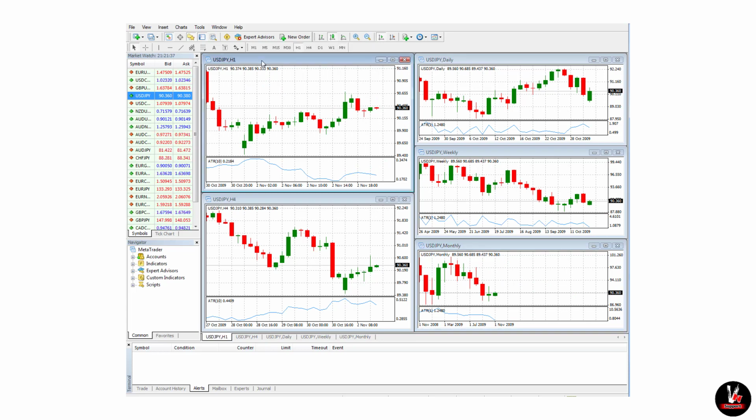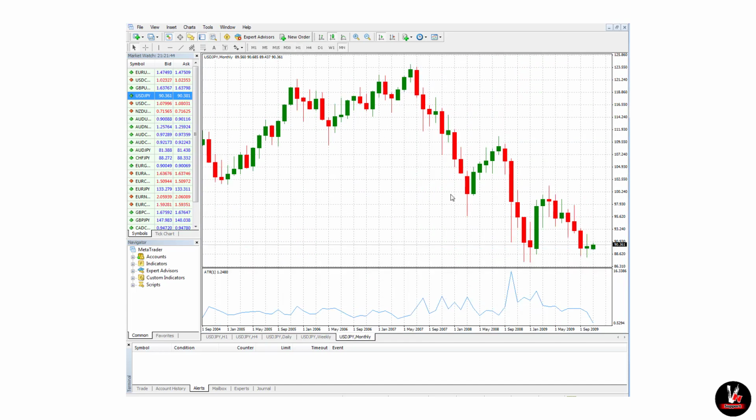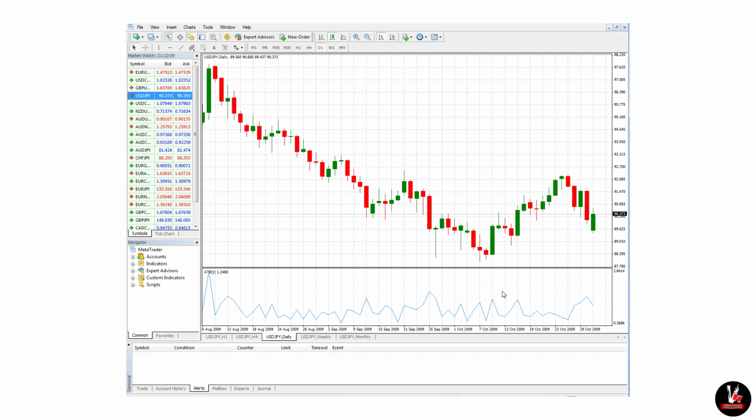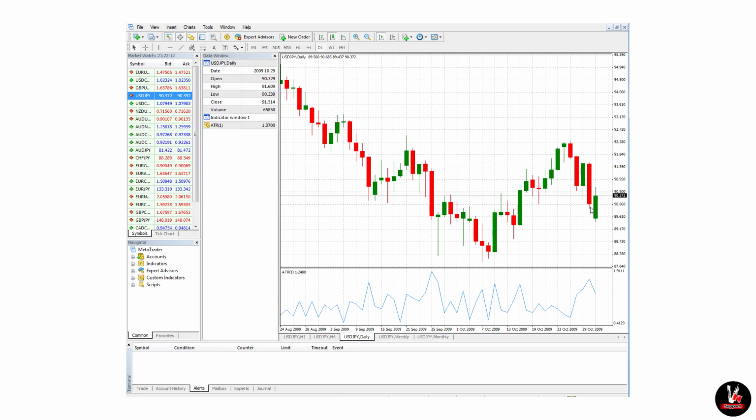Okay. So there we have it. Let's see what the US dollar Japanese yen looks like. Monthly, could be some bottoming out there. Let's see what the weekly looks like. Okay, just approaching some previous lows back here from December '08. That's interesting. Daily, let's see what things look like.